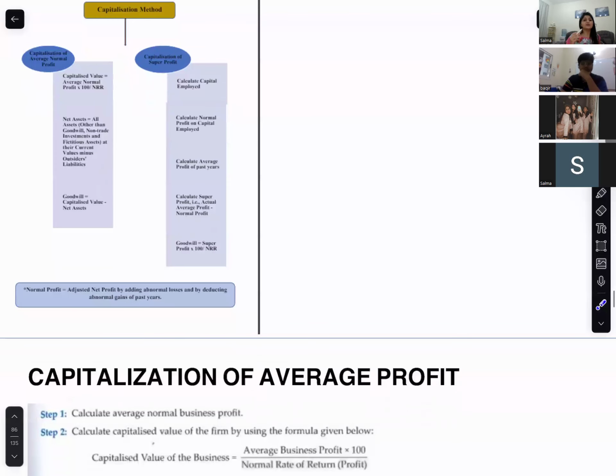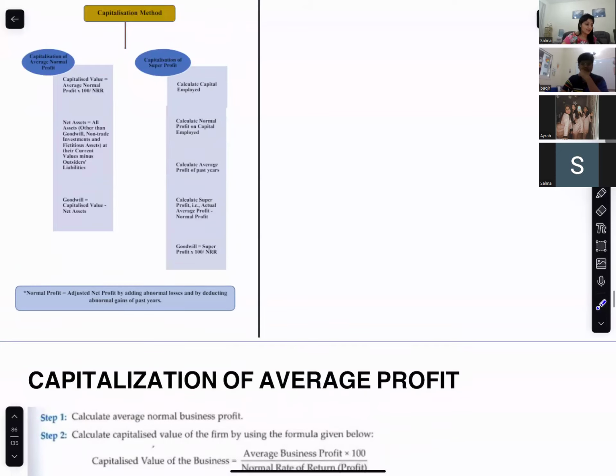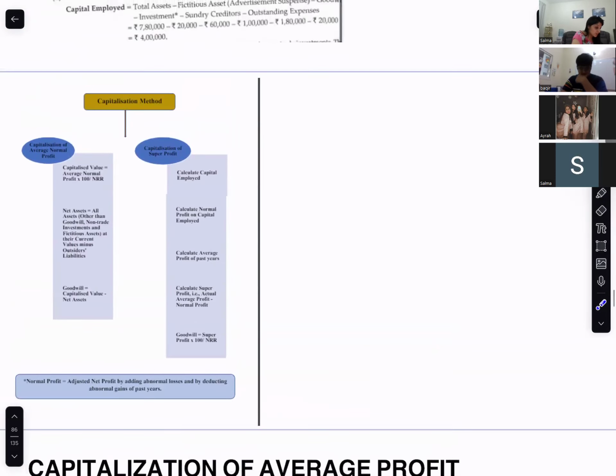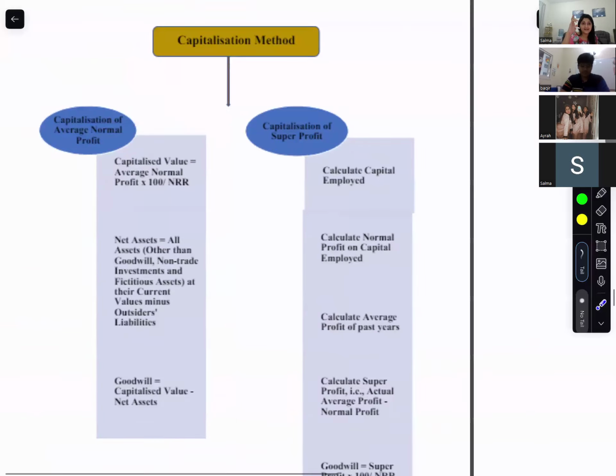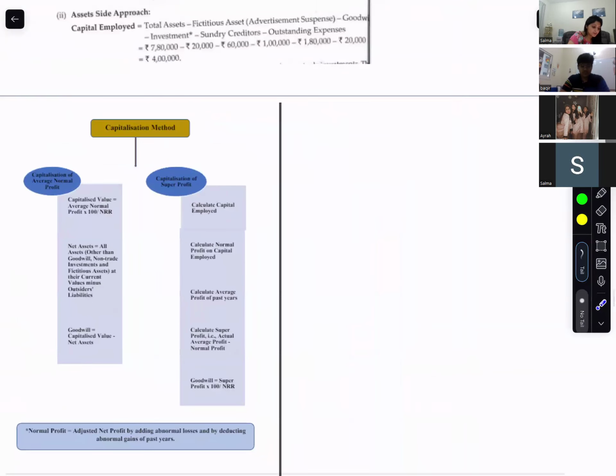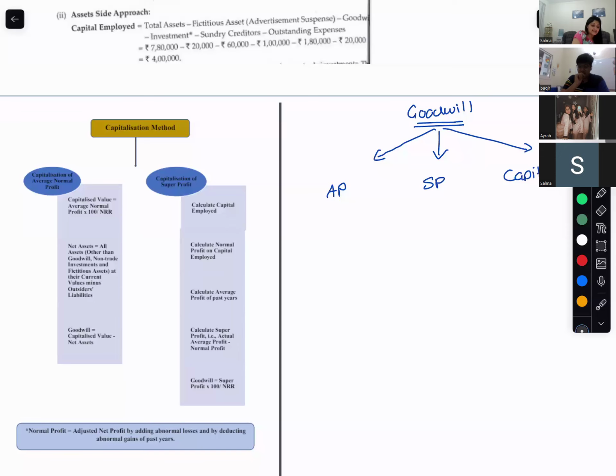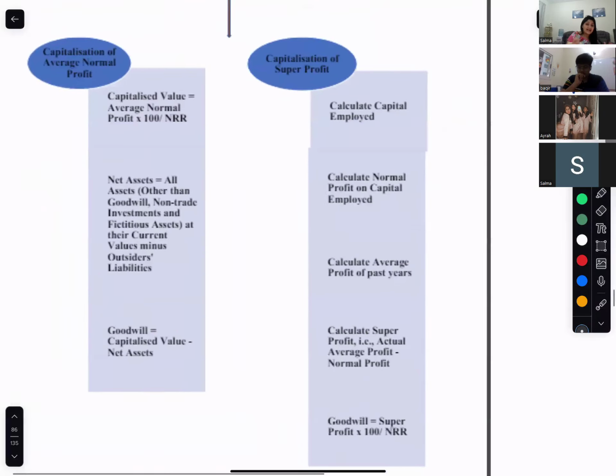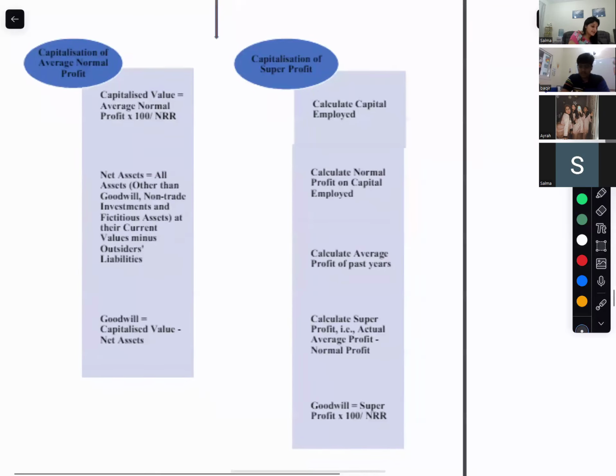So we are doing calculation of goodwill under the capitalization method. What are the three methods of goodwill? Ma'am, three methods: the first is average profit method, super profit method, and capitalization method. When I am talking about the capitalization method, there are two methods in that.